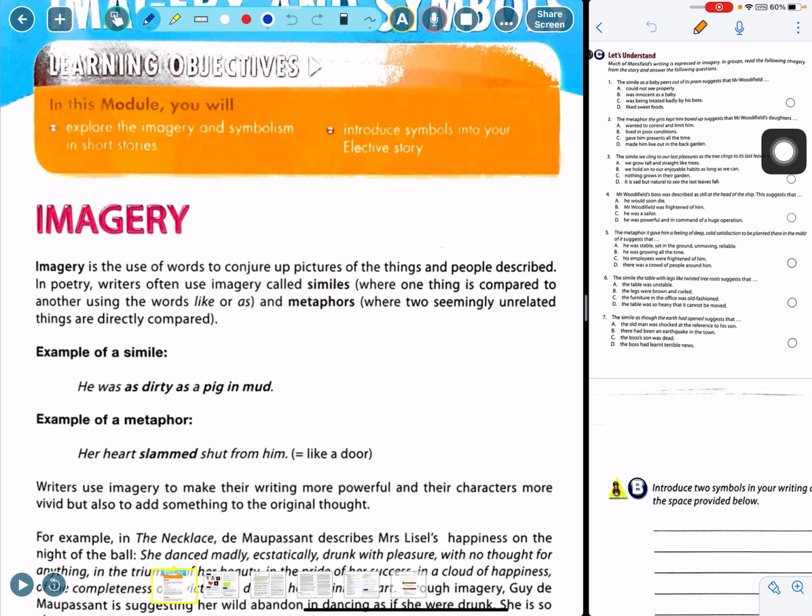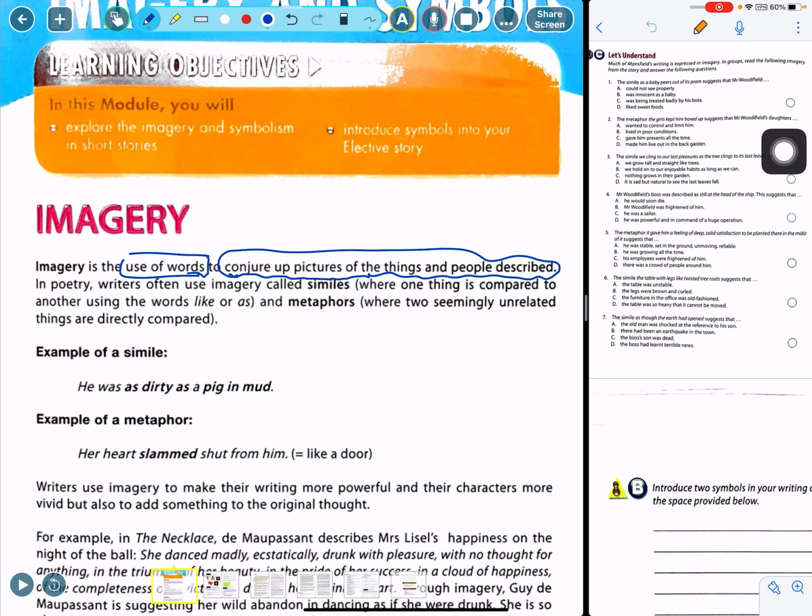Imagery is the use of words to conjure up pictures of the things and people described. So it's the use of words. Imagery is not actually an image, it's not an illustration, it's not a picture, it's actually words. It's the use of words to conjure up pictures, to make them appear in your mind. So it helps you to create an image of what a person or thing is.